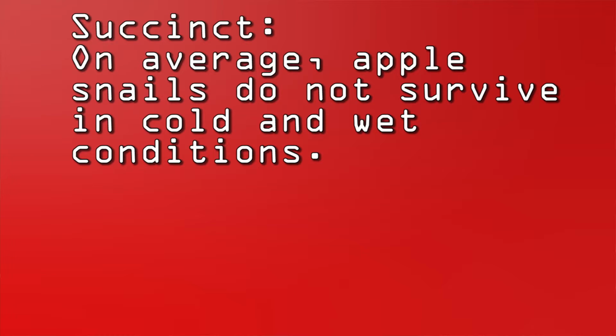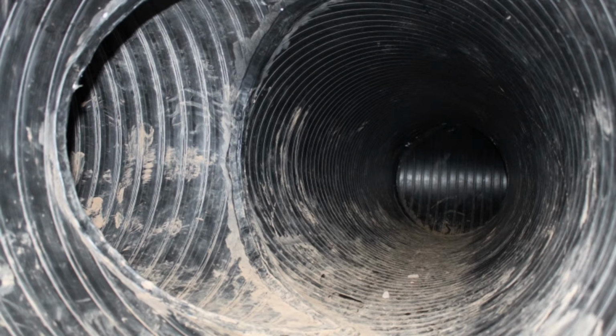On average, apple snails do not survive in cold and wet conditions. Apple snails as a species thrive in warm and dry environments. These 2 sentences mean exactly the same thing. Therefore, no need exists to include both sentences. Now that we have learned the rules of writing succinctly, our words form a direct passageway to meaning rather than a maze that conceals. Let's practice the implementation of the rules.